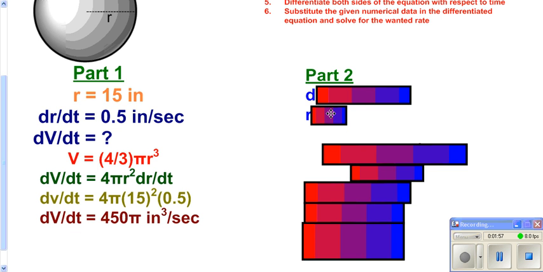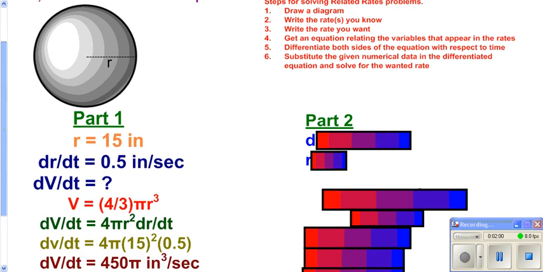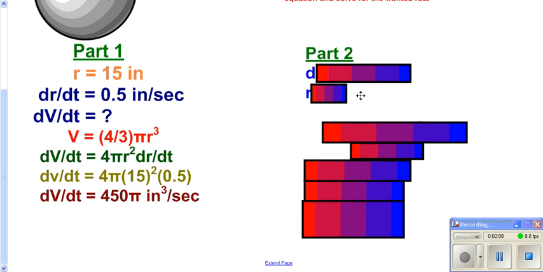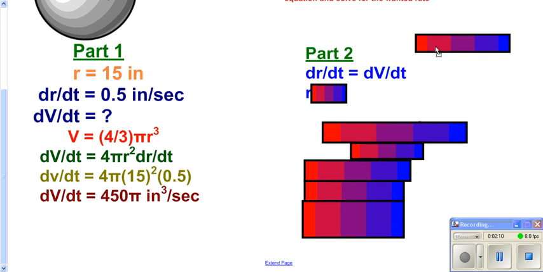The second part of the question states, when the volume and the radius of the sphere are changing at the same rate, what's your radius? So that means that the derivative of your volume with respect to t is equal to your derivative of your radius with respect to t. And here we're talking about the values being equal, but the units would not. So if this was 5, then this over here would be 5. And we're looking for our radius.